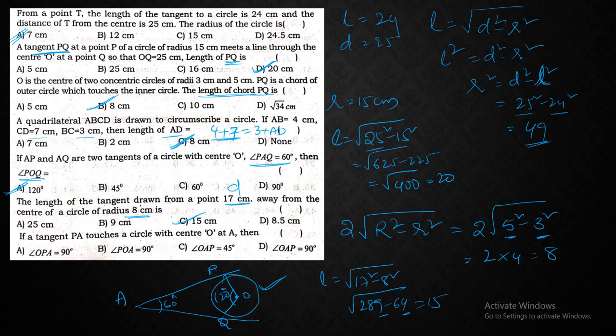15 centimeters. If a tangent PA touches a circle with center O at A, what has he given? There is a circle with center O, and P is an external point, and the tangent touches the circle at point A. When the tangent is drawn from P to A, what is the condition he is asking? So angle OAP is equal to 90 degrees. That is the only thing that we can say here, because no other condition is given, right?